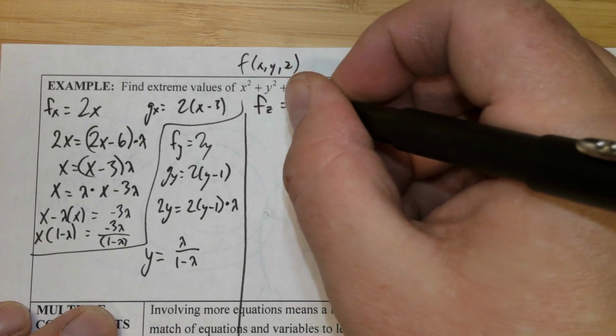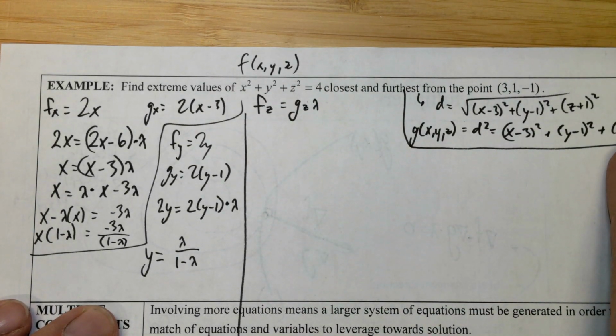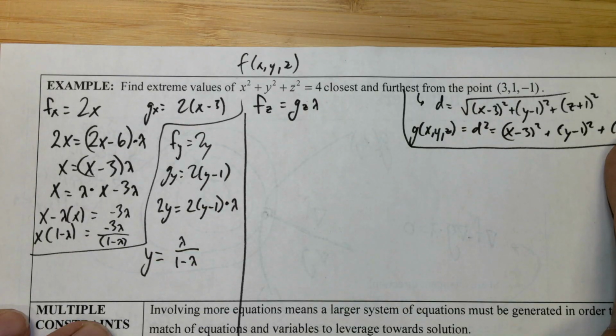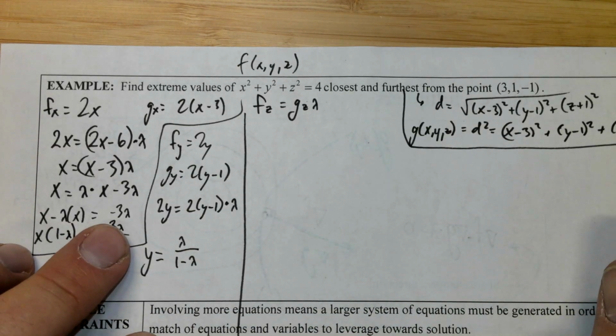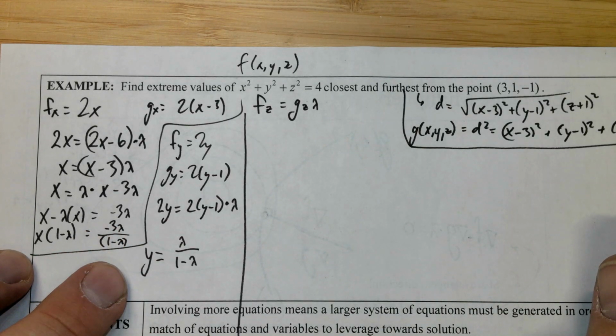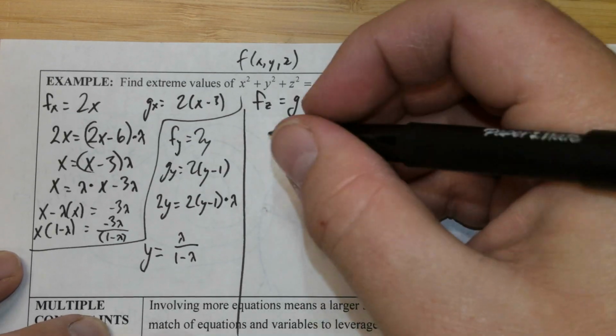F sub z is going to be equal to g sub z times lambda. This one's just a little bit different. No, it's not. It's exactly the same. I'm taking crazy pills. I made a... No, I did make a mistake. I think I just made a mistake in my notes that I'm looking off of. Don't mind me losing my mind.